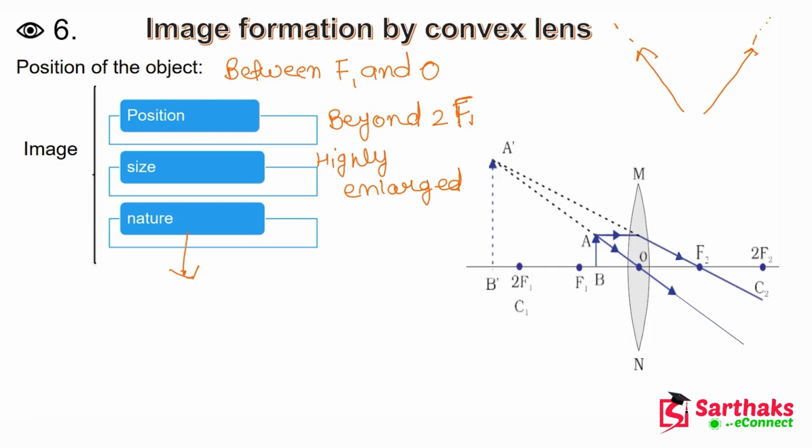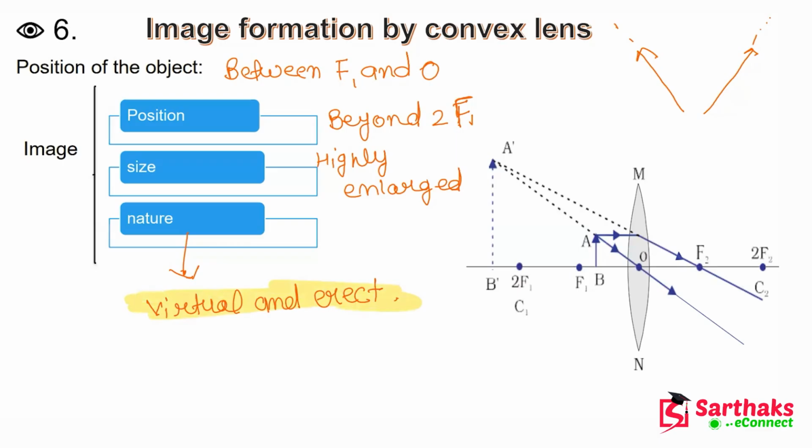And what logic I had told you, that if array, check whether array is meeting actually or not. So here you can see the rays are not actually meeting. It is appearing to be coming at this point. It is appearing to be meeting at this point. So that's why here the nature is virtual and erect. Virtual and erect. So this was the case number 6. I hope you got my point.